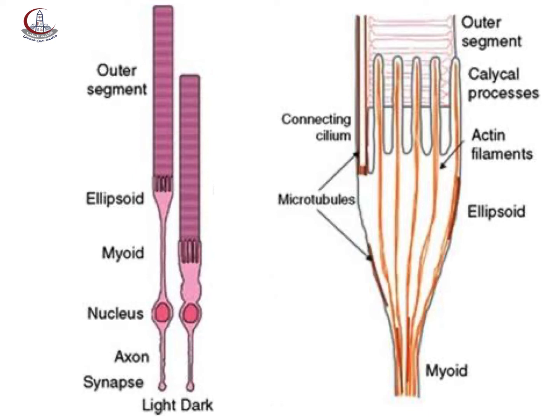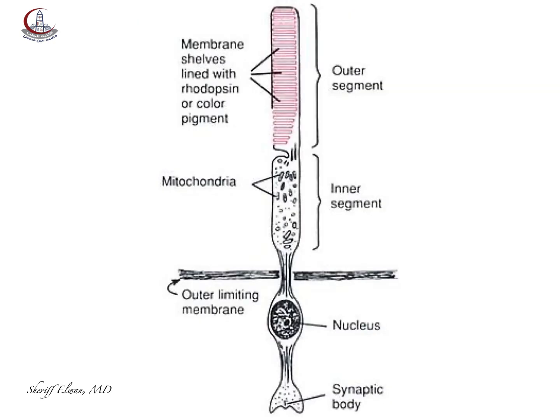And here is the ellipsoid and myoid of the rod, probably more pronounced in rods than in cones. And this area is connected to the outer segment by cilia, as we said, and through these cilia pass fibrils of microtubules formed of actin filaments. And this area passes through the outer limiting membrane into the nuclear area of the rods and cones, forming the outer nuclear layer.